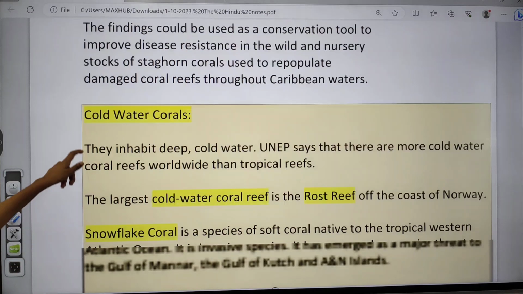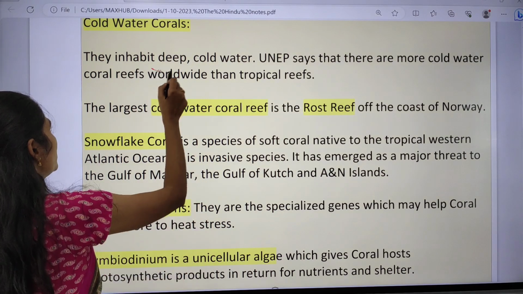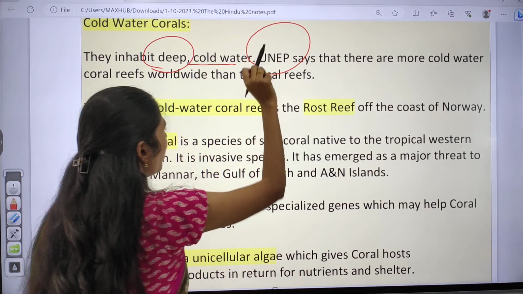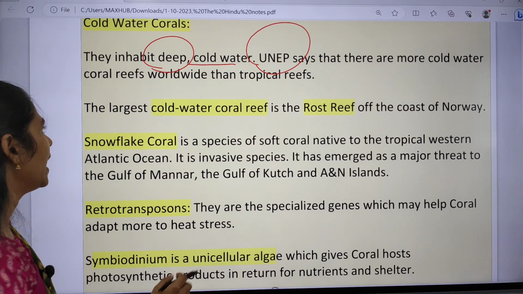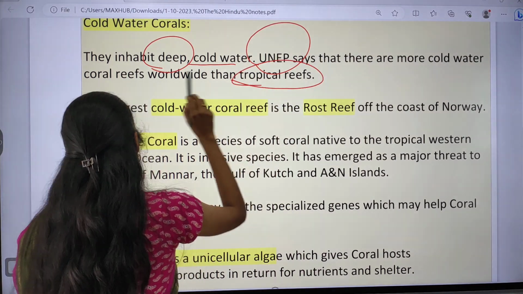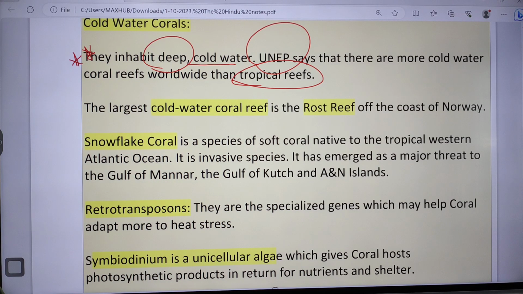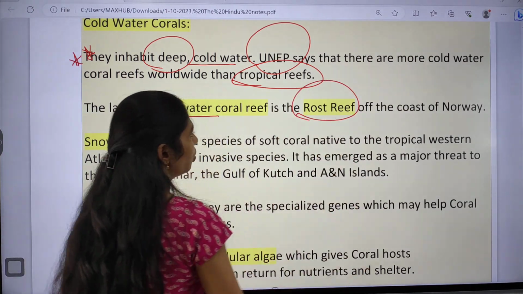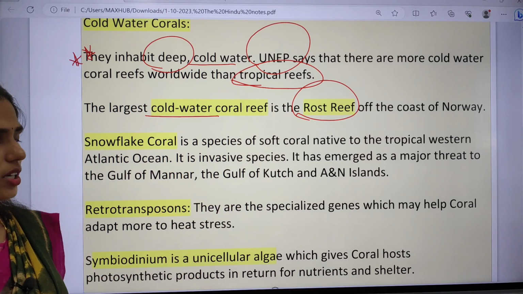And now let us see some facts regarding these cold water corals. These cold water corals inhabit deep cold water, and the United Nations Environment Programme says that we have more cold water corals than tropical reefs. So it is a very important prelims based point. Okay, and the largest cold water coral reef is Røst Coral Reef, which is present off the coast of Norway. It is also very important.